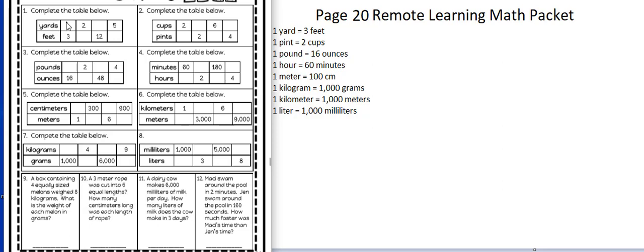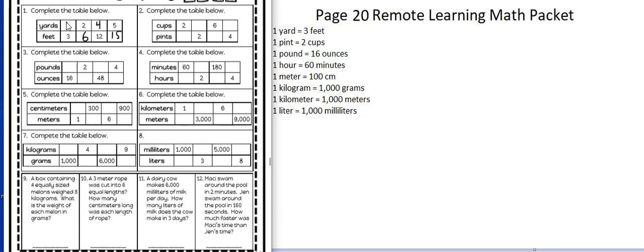So if 1 is 3, I would just multiply that by 2. 2 times 3 is 6. And the same thing here. 5 yards, well, if each yard is 3 feet, 5 times 3 would be 15. Now here it's tricky. We go the other way. We multiplied. Now we need to divide. So now we're going to do 12 divided by 3, and that would equal 4.